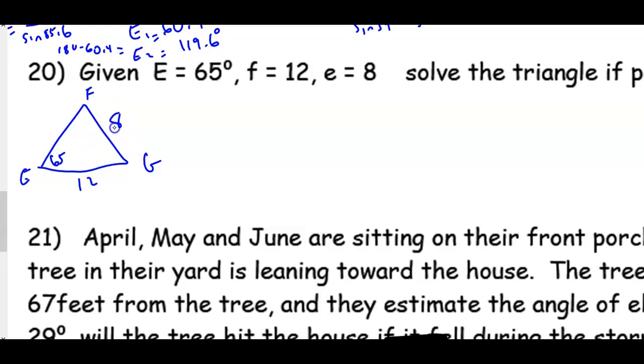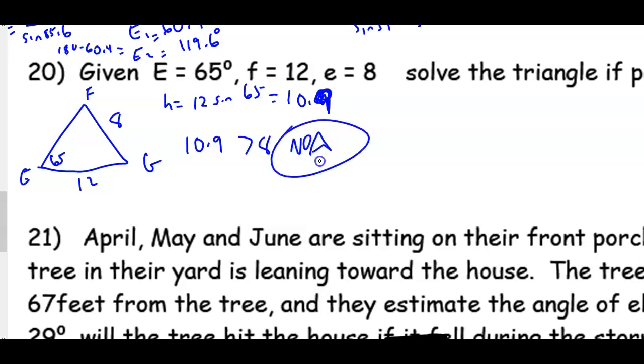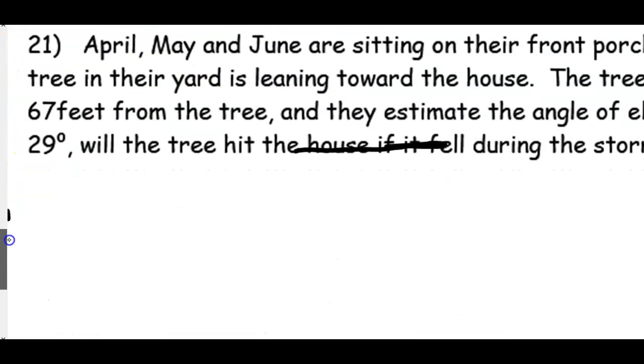So again, we gotta check the height because this is side angle. This is not an inclusive angle. So H is going to be 12 sine of 65, and that's 10.87 or 10.9. So 10.9 is going to be greater than 8. So the opposite angle is greater than 8. So this is no triangle right here. That's no triangle.